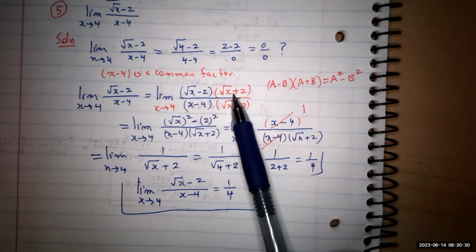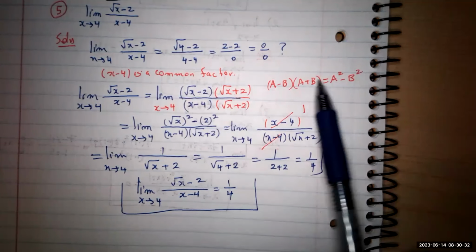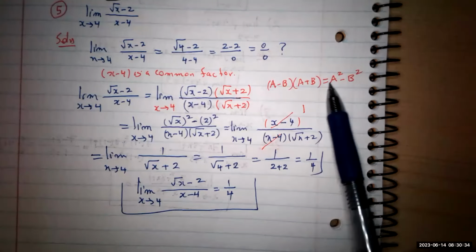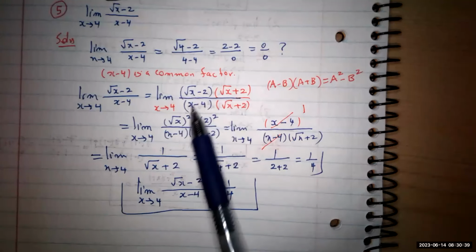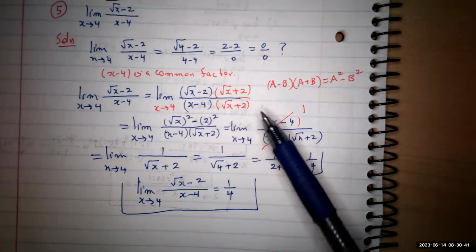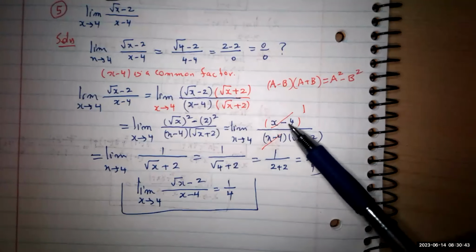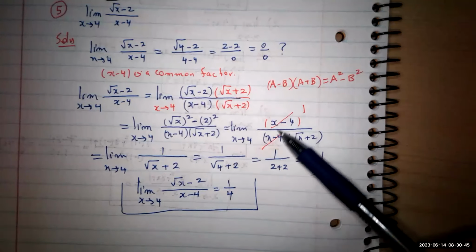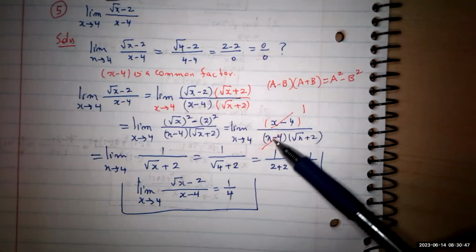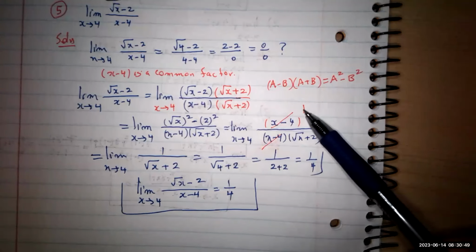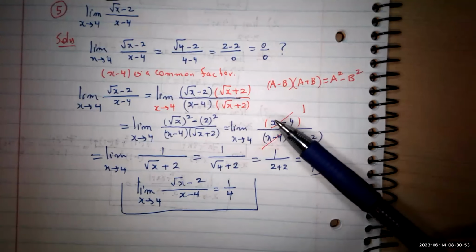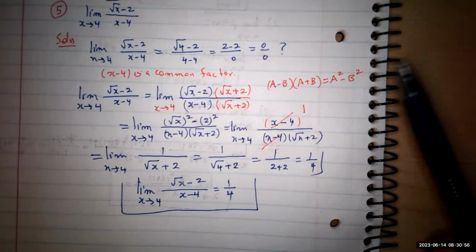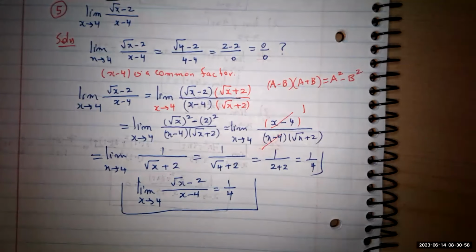On the top, you have to continue. Use a special FOIL product. Radical x times radical x is x, squared 2 is 4, and you can do it right away. So that gives you your x minus 4 that you needed. Now you divide by x minus 4. The leftover is 1 on the top. Okay, so you just substitute. You get a quarter as the final answer. That is case 2. Any question?